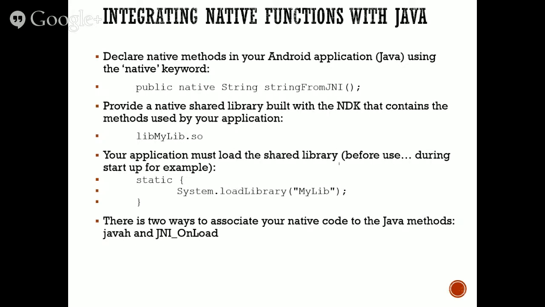First, when you are defining your Java native class, you need to use the keyword native to tell the compiler that this particular function has to be looked up in your native class, that this function exists in your native class, and that you need to execute it from that particular library.